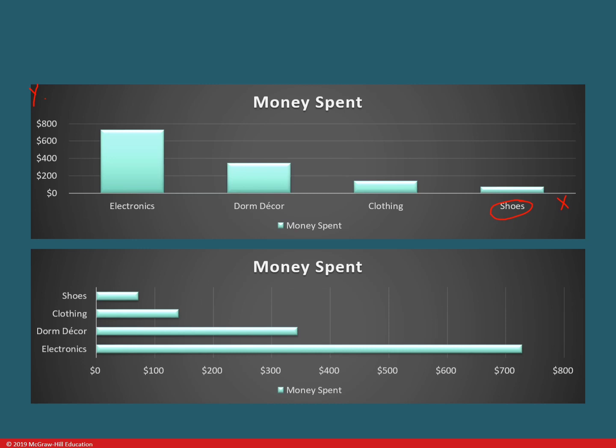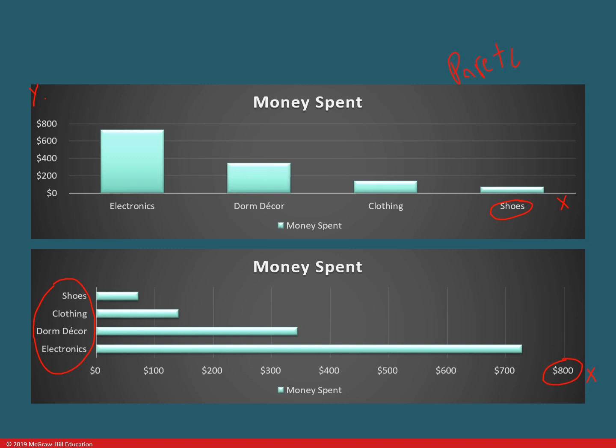And if you are using a horizontal bar graph, you would put the categories, the independent variable, on the y-axis, and you would put the dependent on the x-axis. So as you can tell, these are exactly the same. These are exactly the same graph. The only difference is one is vertical and one is horizontal.